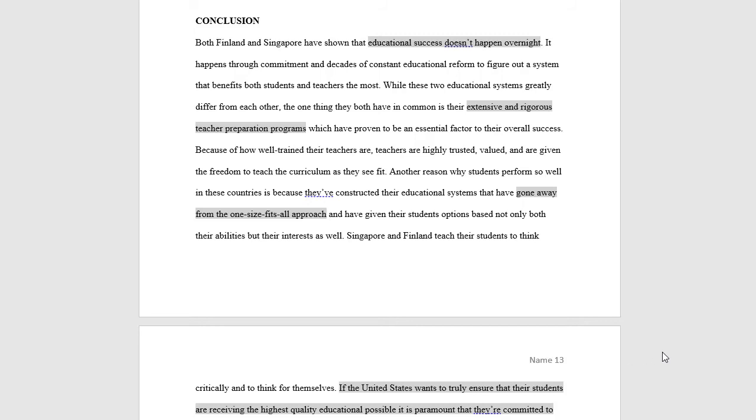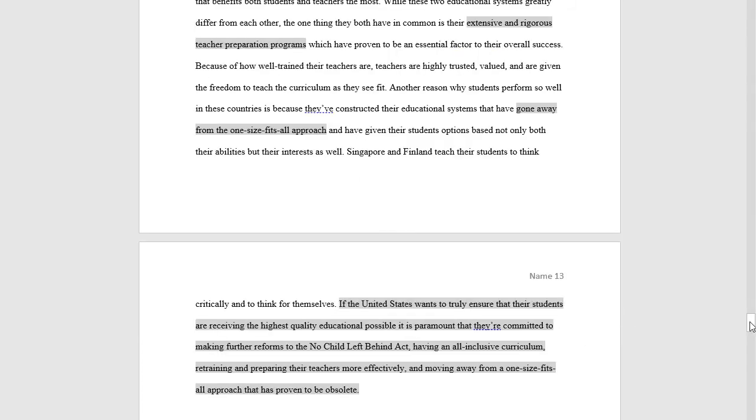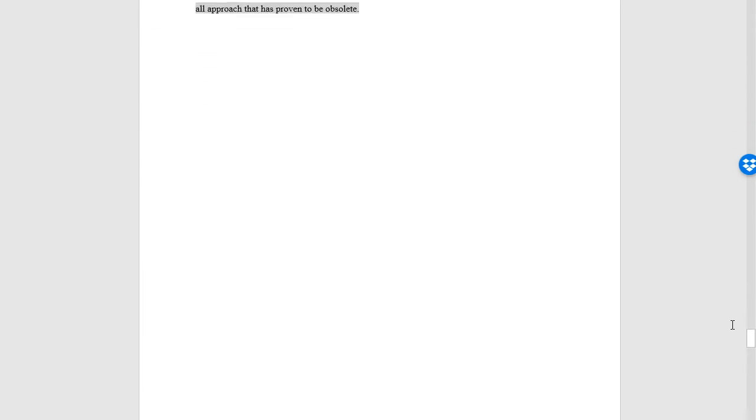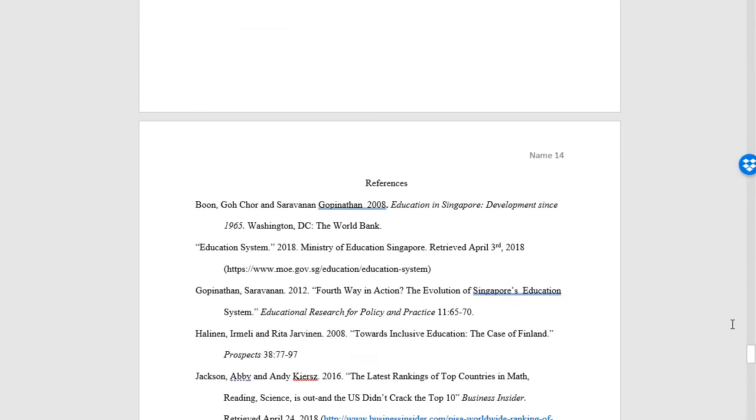And then finally, we also get to the central takeaway in terms of the practical implications of this research, which is what he thinks the United States should be doing in order to make their educational system more like Finland's and Singapore's. And then, of course, very importantly, we also have a references section at the end.